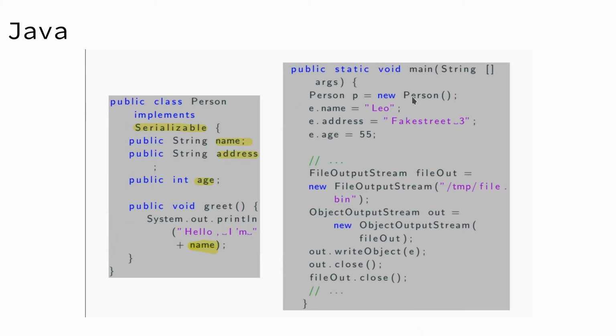So how would we serialize that? Well, we create a new person object, we set the name, the address, the age, create a file output stream, doesn't matter for now. Then we create a new object output stream where we input the file output stream, and then we call the writeObject method on the object output stream. So our object will be written to file in this case. Of course, we could also send it via network or something like that.